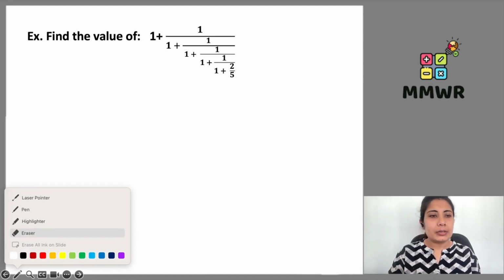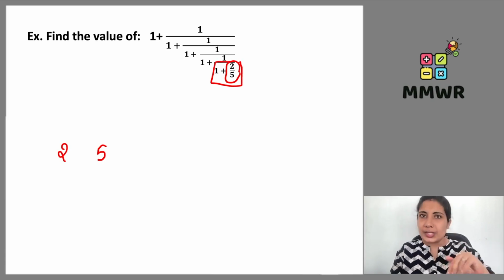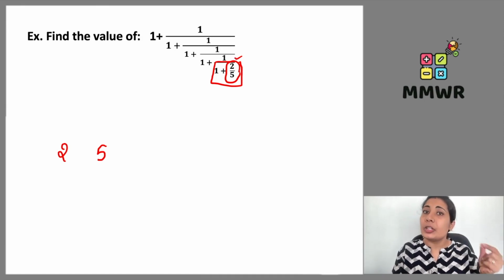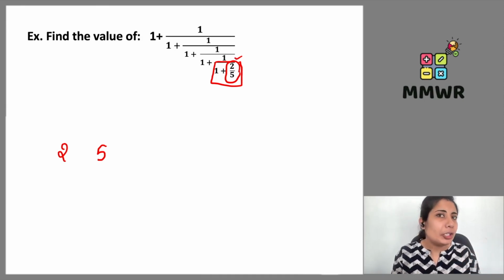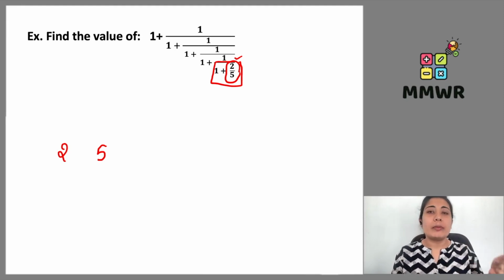What is given here? The downmost fraction, 2 upon 5. Usually you simplify 1 plus 2 upon 5, then take the reciprocal of what you get because it is in the denominator of 1. So 5 plus 2 gives 7 upon 5. Then this 7 upon 5 is in the denominator of 1, so you write 1 upon 7 upon 5, which becomes 5 upon 7. So 5 upon 7 plus 1. Again, you will be simplifying it.